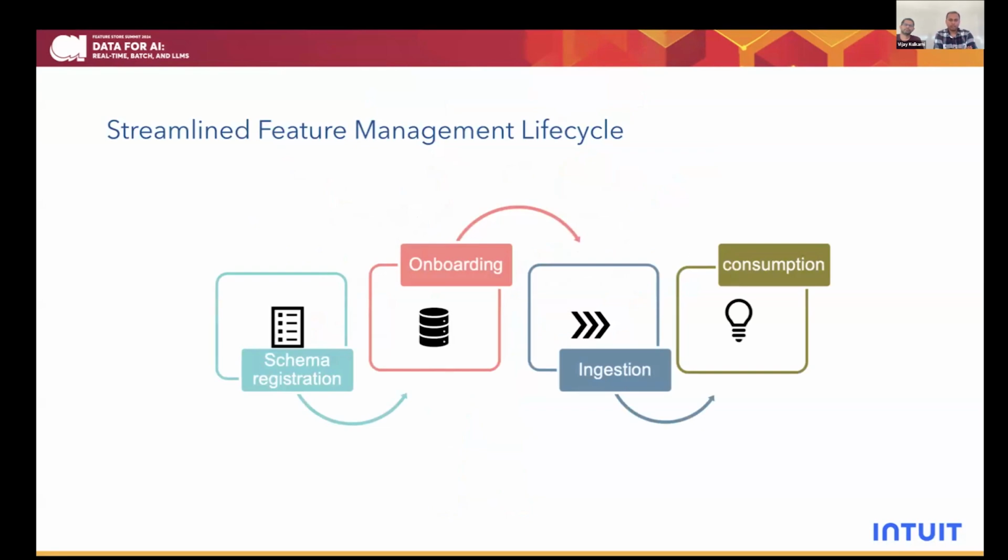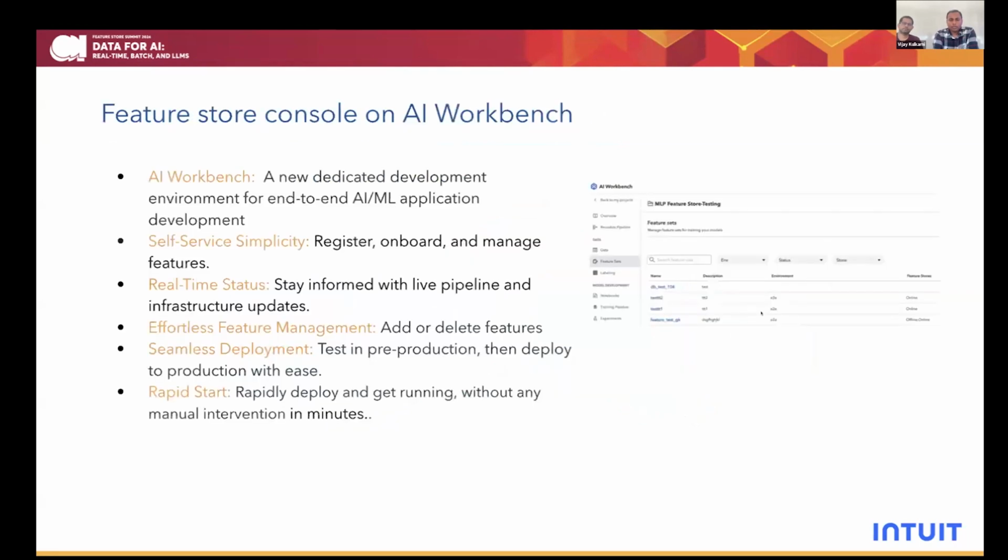We have four stages here. The first stage is schema registration, where the users register the feature set schema and provide the names of the features, the data type, and data classification and so on. Once the feature is registered, they go to the next phase, which is onboarding. Onboarding is where, once the features are registered, we provision the necessary infrastructure to take the features and ingest them into our feature stores. Once that is done, it's immediately available for consumption. So Harish will go into a little bit of detail on each of those four steps to show how we have enabled it for our customers.